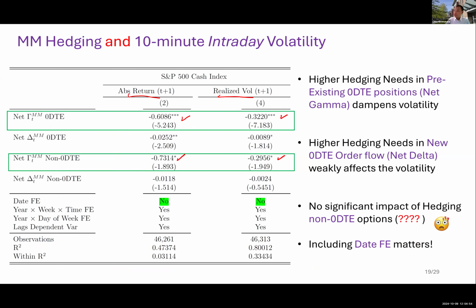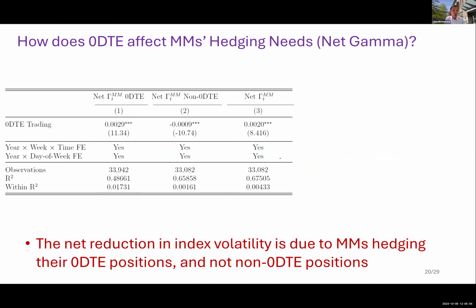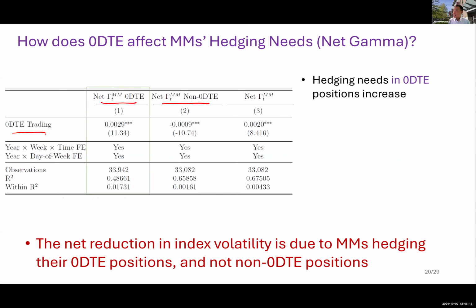Now, in this figure, we show that higher market maker hedging needs lower volatility. But that doesn't show whether it is really coming from the zero DTE introduction. What we show here is a regression of how the net gamma in different positions changes on zero DTE trading days. The idea is to point out that it is coming from an increase in the net gamma exposure from zero day to expiration contracts.